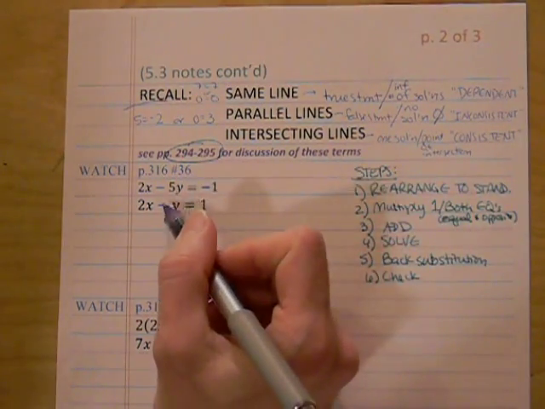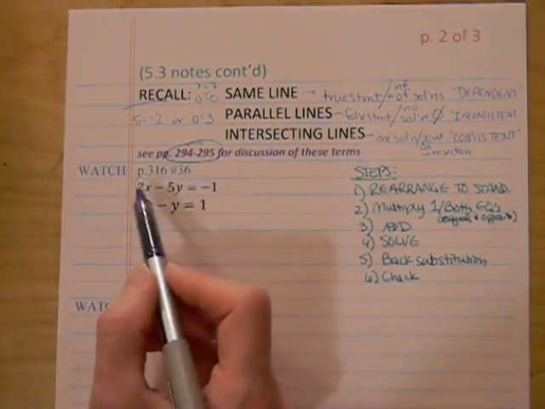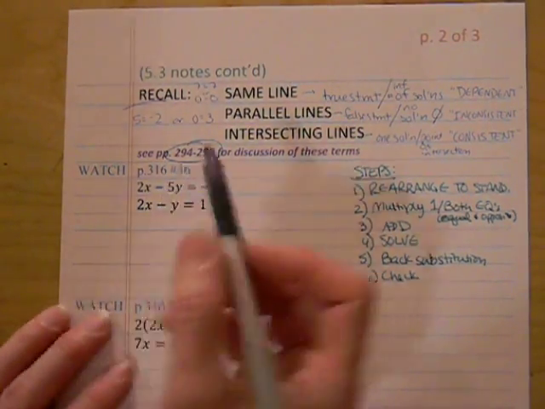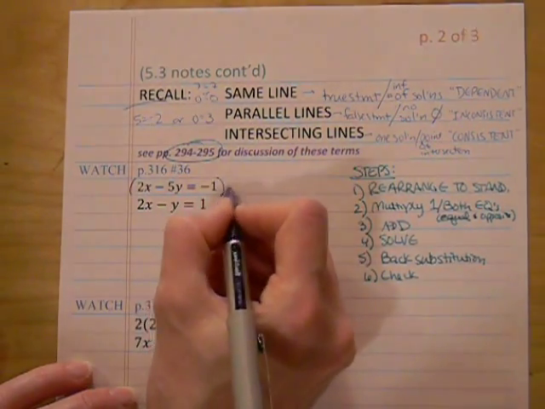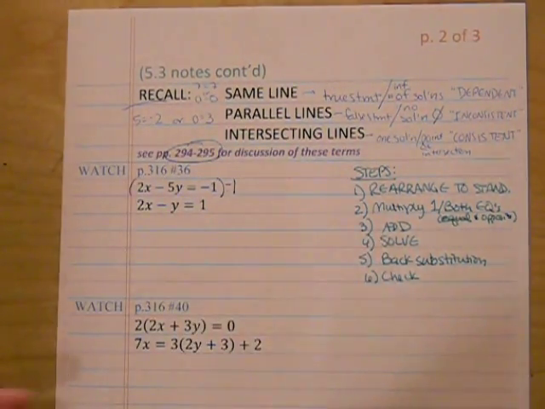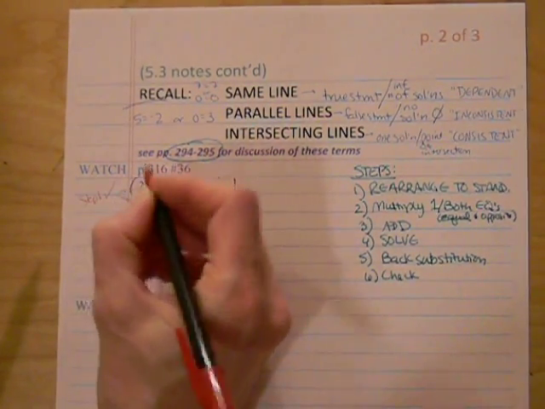So in this case, I've got 2x minus 5y equals negative 1, 2x minus y equals 1 is the second equation. I've got matching coefficients. I just need one to be positive, one to be negative. So I'm so close to having it here. I'm going to take that top equation, multiply by negative 1, and step 1 was already done for us. They were both written in standard form to begin with.